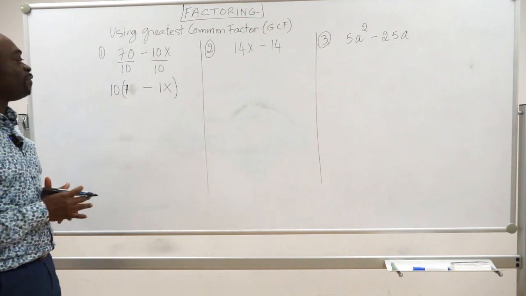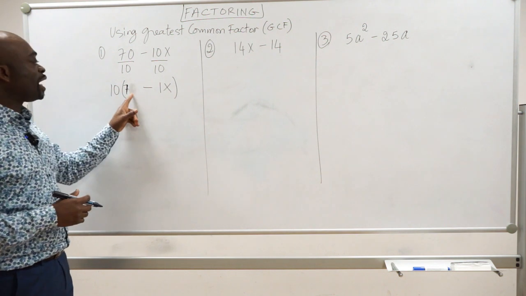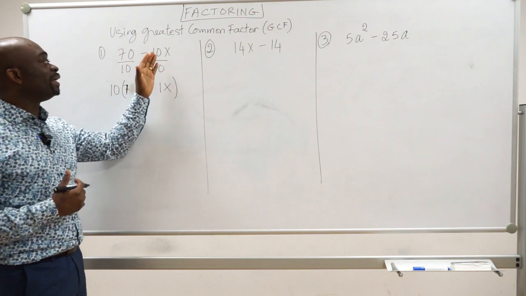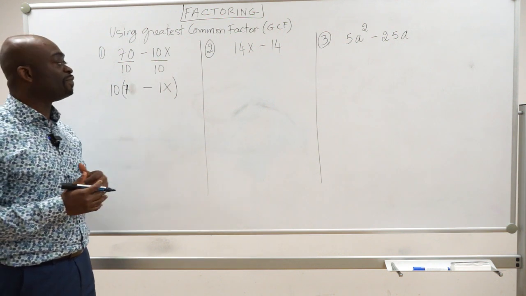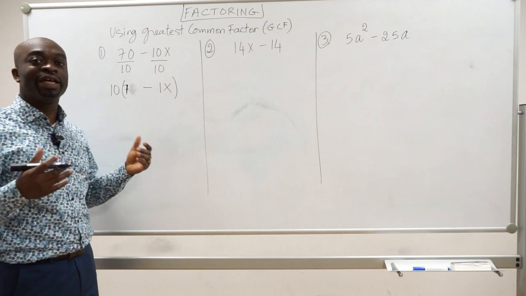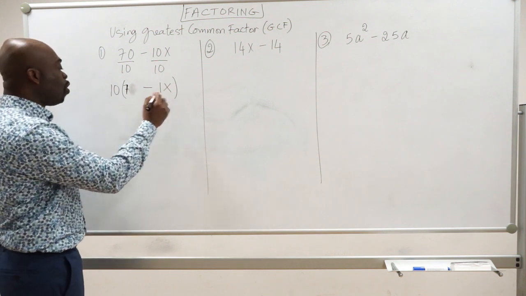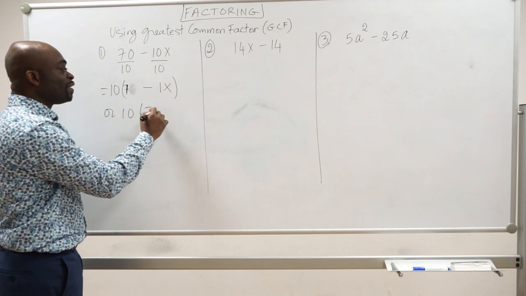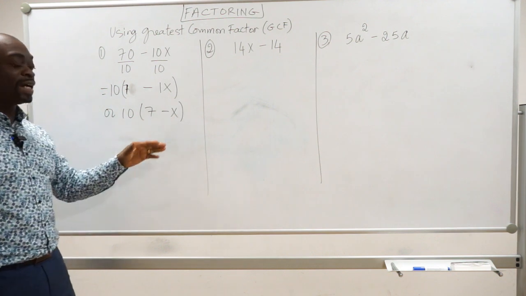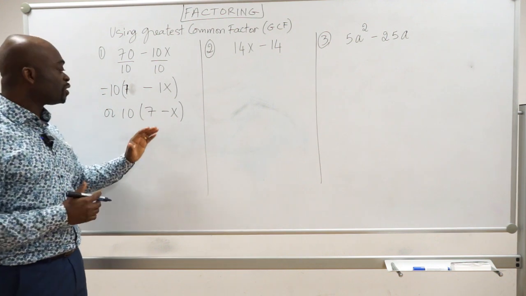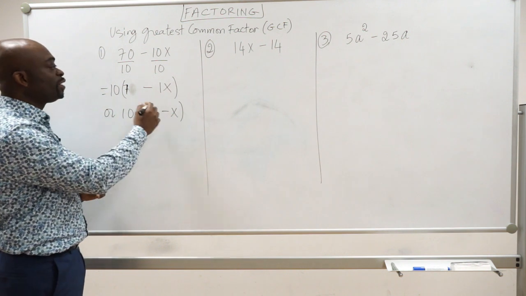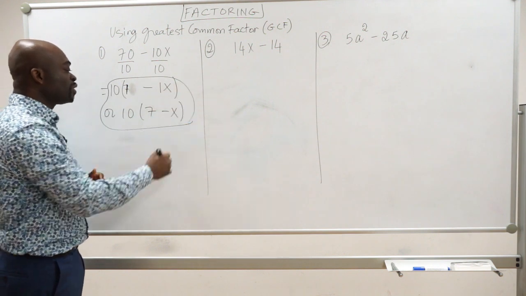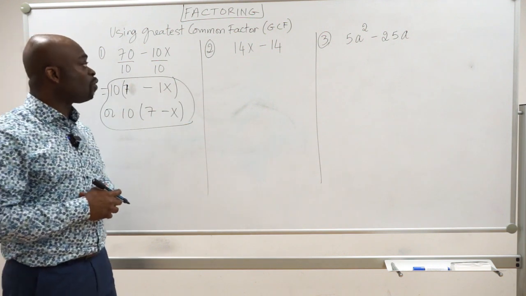So 10 is your greatest common factor. You take the 10 out. What do you have left when you take 10 out? You have 7 left because 70 divided by 10 is 7. And for the second term, 10 divided by 10 gives me 1, so you have negative 1x. This would then be 10 times 7 minus x. Instead of having 1x, because 1x is the same thing as x, you just put x here. Either of these two is fine. At this point, we can keep these two answers. So that's what question 1 is about.